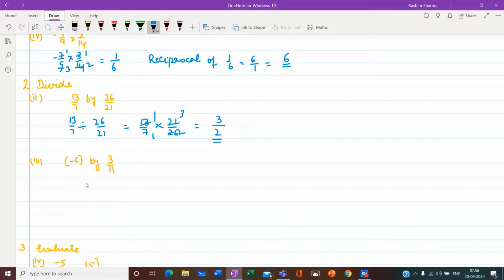Alright, same way third part, minus 6 divided by 3 upon 11, that is equal to minus 6 into 11 on 3. Now 3 ones are 3, 3 twos are 6. So minus 2 into 11 is minus 22.